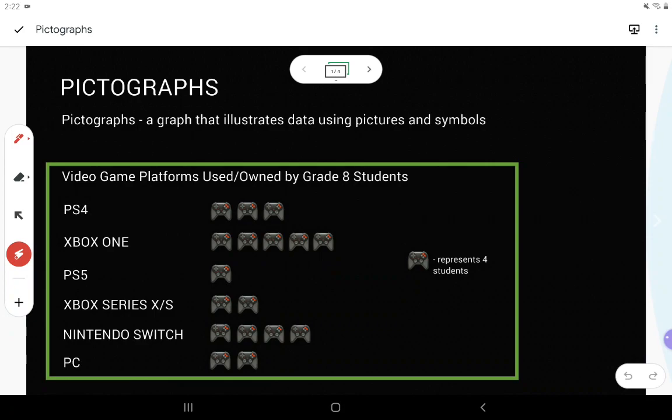If I look at the Xbox One, 1, 2, 3, 4, 5 controllers there, and that's 4, 8, 12, 16, 20 students in total who would have an Xbox One. Okay, so that's the way a pictograph works, is we are just using a symbol or a picture to represent the number of students instead of just an actual number value written down.